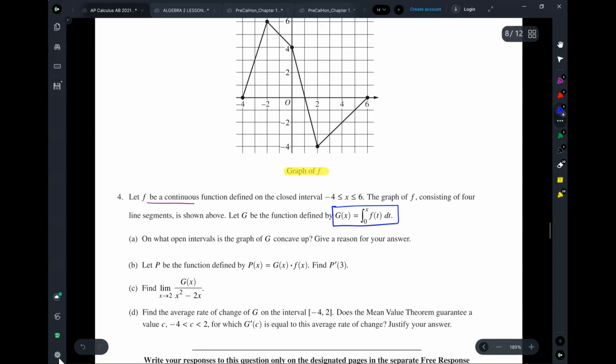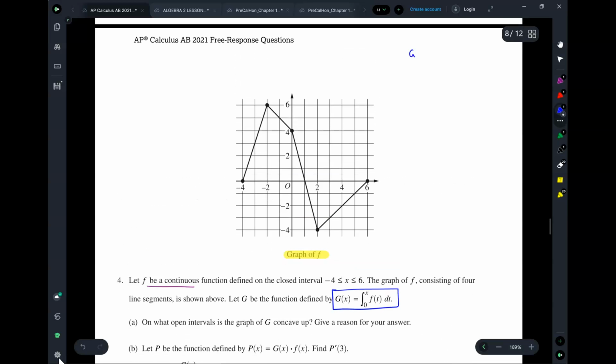So let's explore for a minute. G of x is the integral from 0 to x, f of t dt. Okay, that's g of x. G of 1, okay, now what happened? X got replaced by 1. So it's 0 to 1, f of t dt. That means it's the area between the curve of f and the x-axis from 0 to 1. So it's that area, okay?